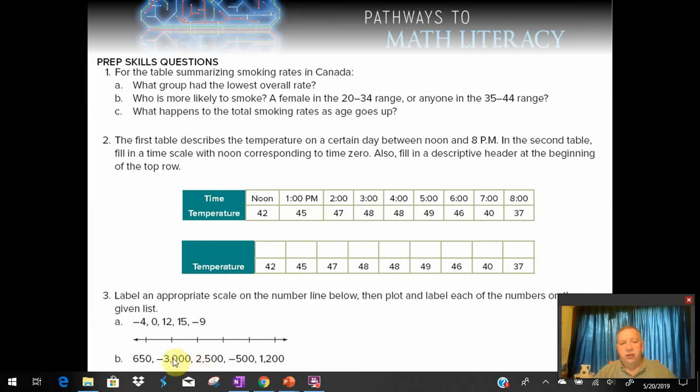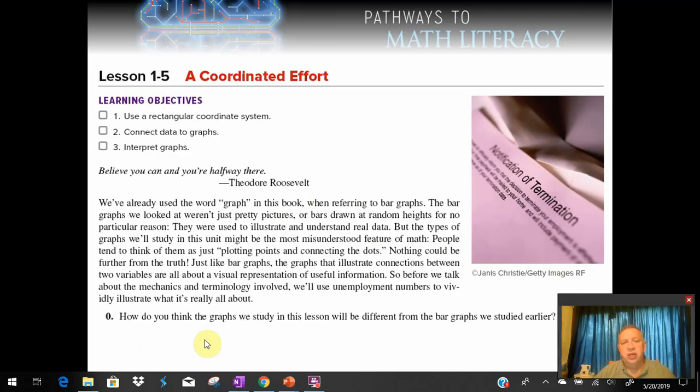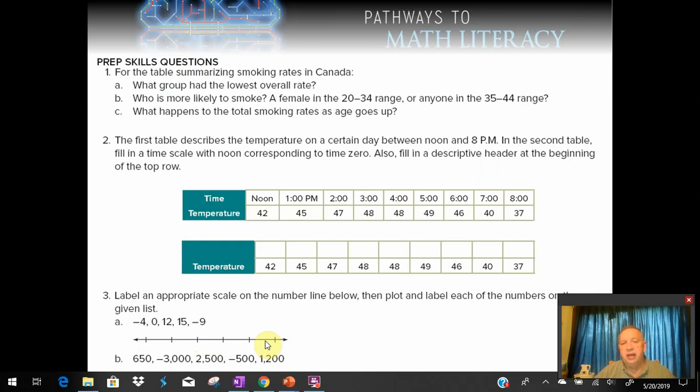Here I need to go from -3,000 up to 2,500. So that's 3,000 plus 2,500, 5,500. If I wanted those in the very same 5 spots, I would get 5,500 divided by 5. That's 1,100 per spot. I may want to do these as 2,000 and then just label it in the middle where that endpoint is.